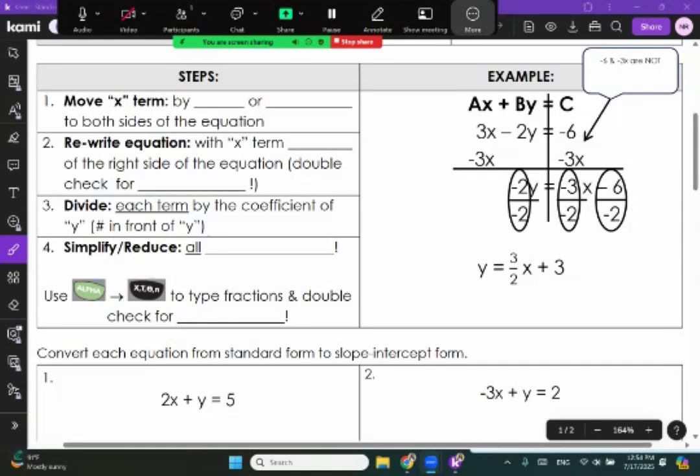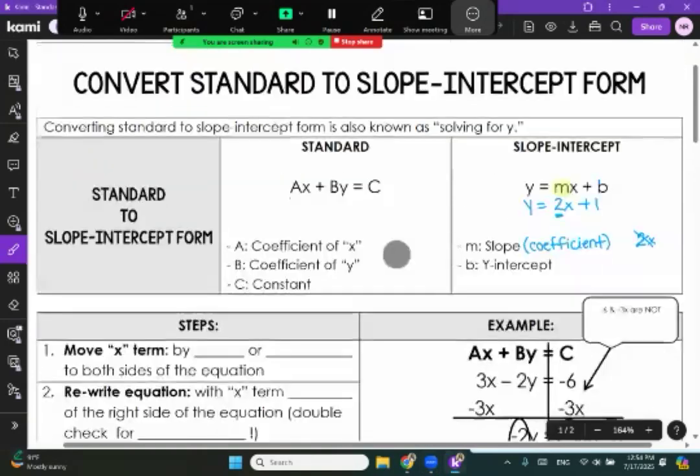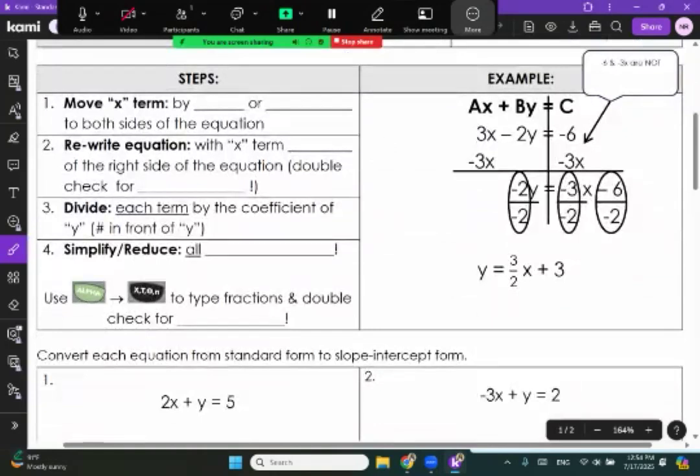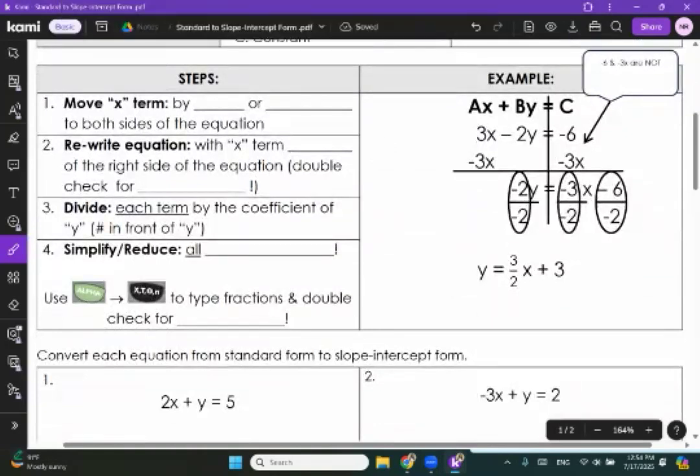Okay, so the steps in going from standard to slope-intercept form are laid out right here. Four simple steps. First thing you want to do is move the x term by adding or subtracting to both sides of the equation. Remember, just like solving an equation, just because you move something to the other side doesn't mean it disappears. So we're going to go from plus to minus. These are going to cancel out. You bring down your negative 2y, make sure you're always double checking.